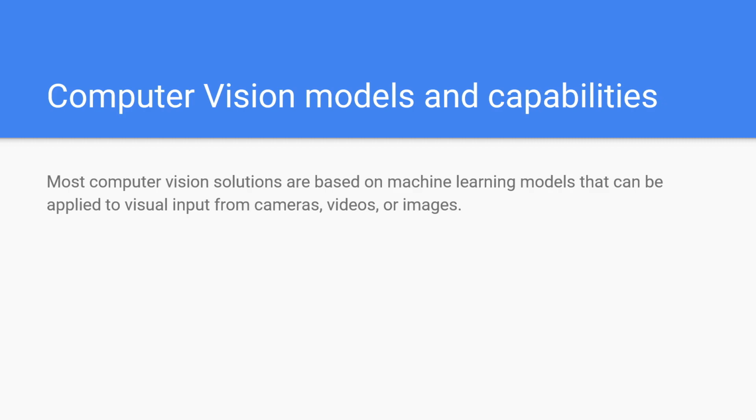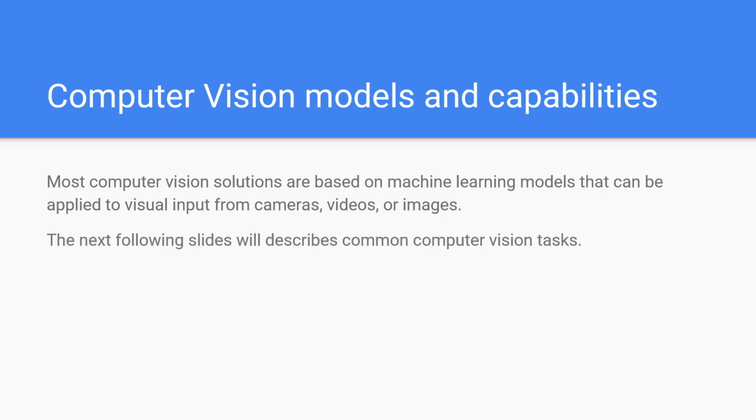Computer vision models and capabilities. Most computer vision solutions are based on machine learning models that can be applied to visual input from cameras, videos, or images. The next following slides will describe common computer vision tasks. So let's have a look.